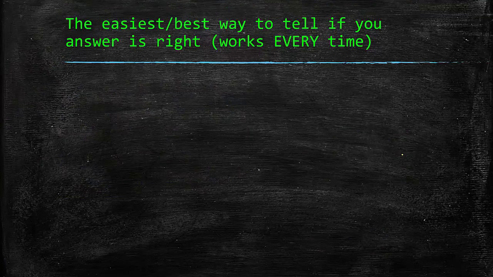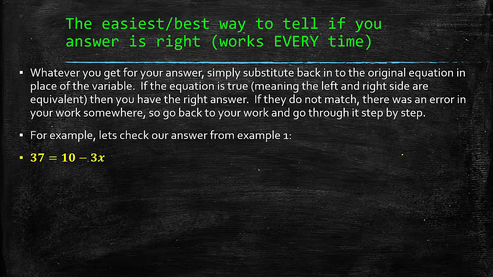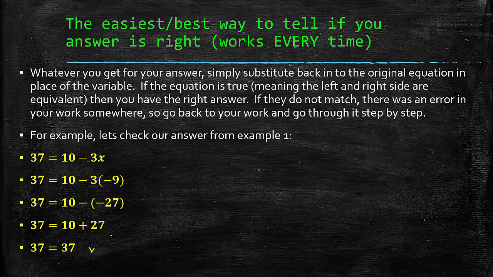Now for any of these, you should never have to ask me if your answer is right, because there is a way to tell if your answer is right, and it works every time. All you have to do is take whatever answer you got and substitute it in place of the variable. So looking back at our first example, we have 37 equals 10 minus 3x. Our answer was -9, so I'm going to take that x and replace it with -9. Then 3 times -9 is -27, so I have minus a negative, which is going to make that a positive 27. So 37 equals 10 plus 27. 37 equals 37. Since both sides are equal, I know I'm right.